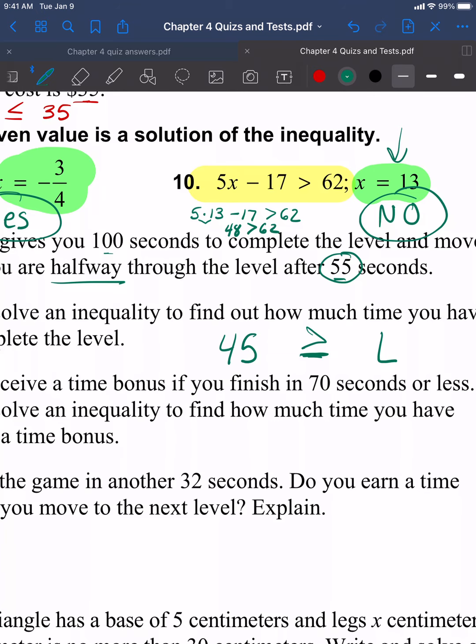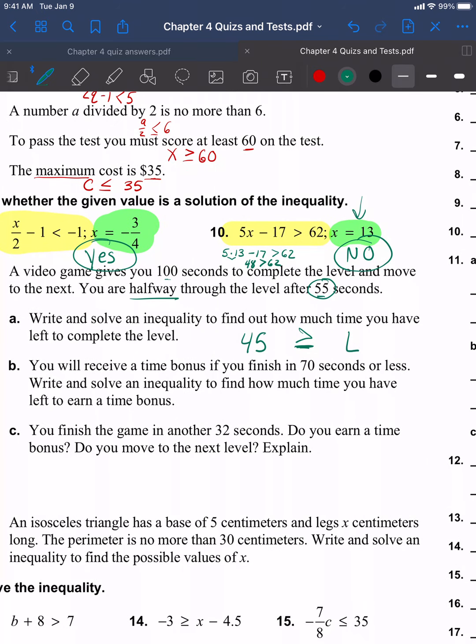Okay? B. You will receive a time bonus if you finish in 70 seconds or less. So think, not that we're halfway through the level now. Okay? Brand new concept. You get 100 seconds to finish a level. If you finish that level in 70 seconds, they give you a time bonus. What is the inequality to show how much time you have left to earn a time bonus?